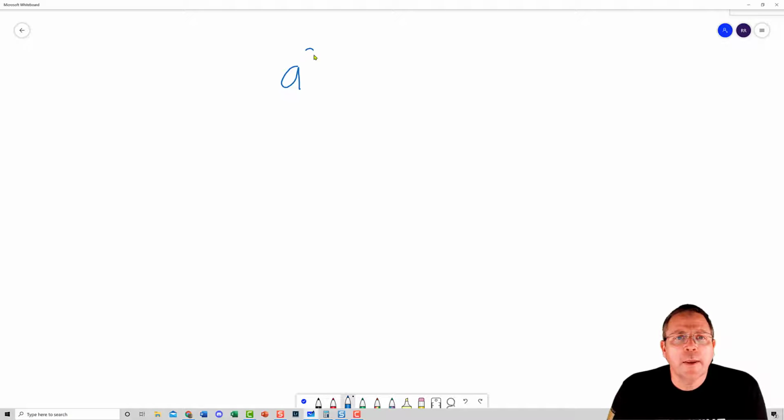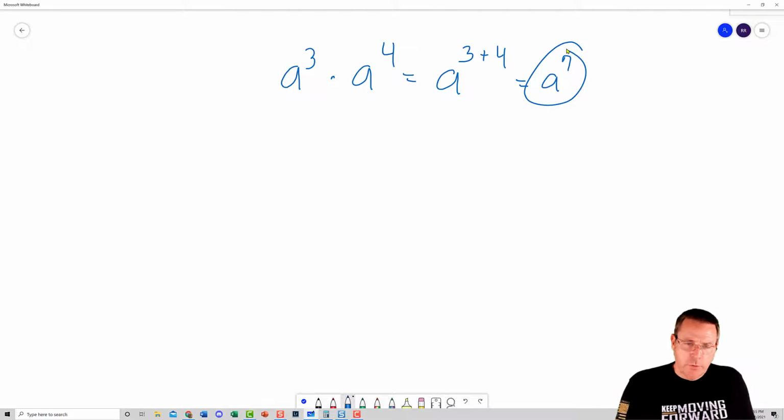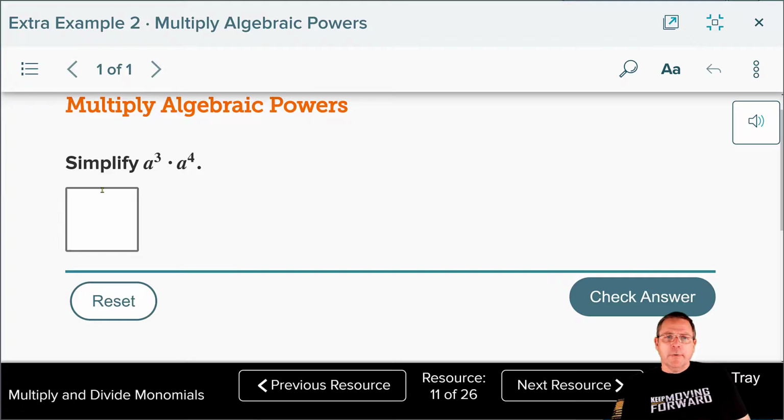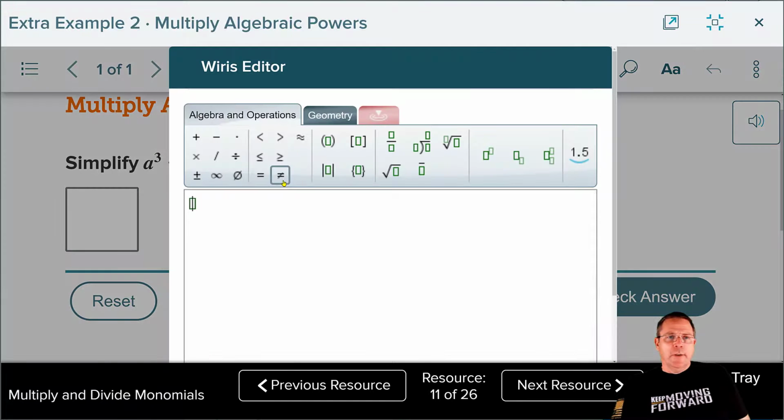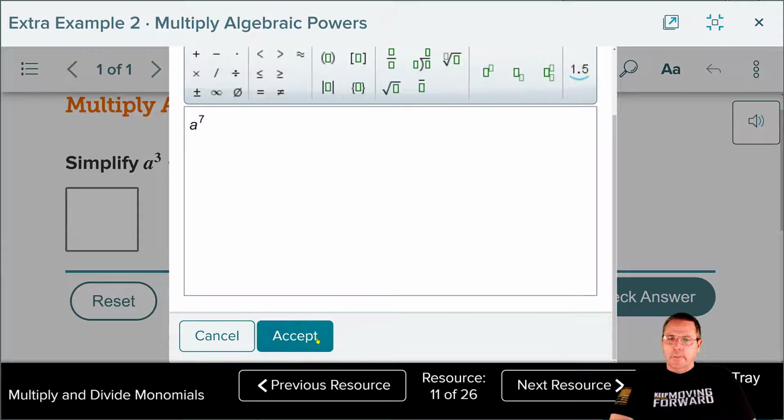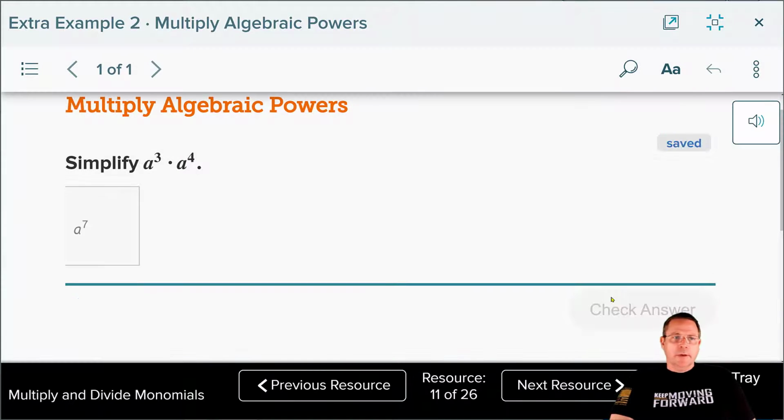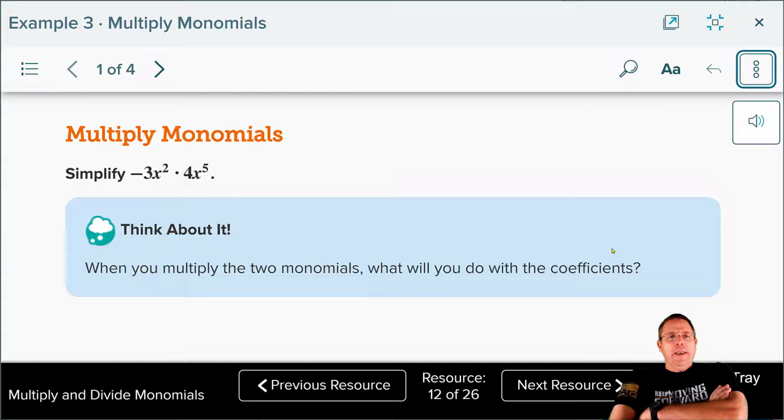So we have a cubed times a to the fourth. We could rewrite that as a to the 3 plus 4, which is also going to be a to the 7th. That would be showing your work. That would be what I must see. And if I saw anything else, well, you'd be doing it just for fun. A to the 7th, come down, hit accept, and check our answer. The answer checks. Easy math.